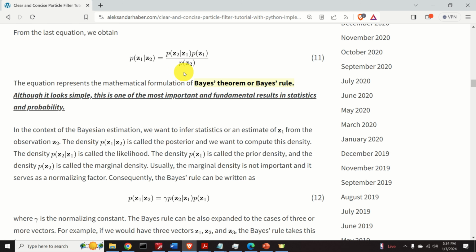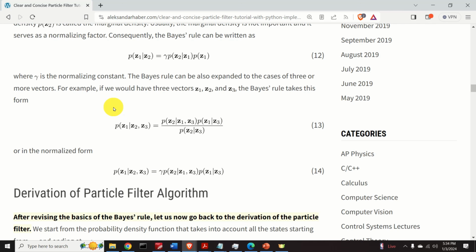Consequently, the Bayes rule can be written like this. How do we go from here to here? Well, we simply ignore this constant, and instead of this constant, we add this normalizing constant called gamma. The Bayes rule can also be expanded to the cases of 3 or more vectors. For example, if we would have 3 vectors, z1, z2, and z3, the Bayes rule takes this form, given by this equation. Or it can be also written in this normalized form.